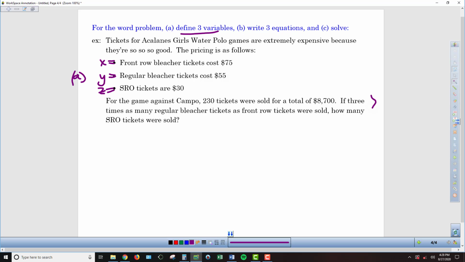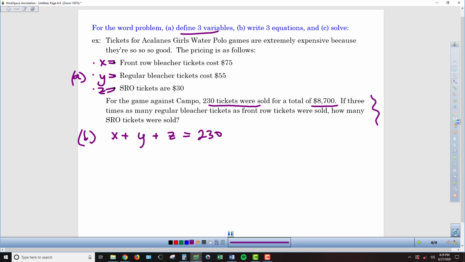Now we're going to use the information that's here to build our three equations for part B. To start off with, we're told that 230 tickets were sold. We can stop right there, and that's enough information for us to piece together our first equation. If X, Y, and Z are all representing the number of each of those types of tickets, and 230 total tickets were sold, then our first equation is X plus Y plus Z equals 230. So there's one equation.